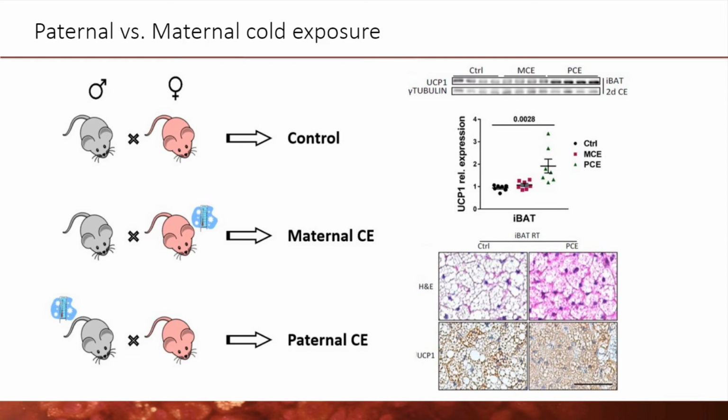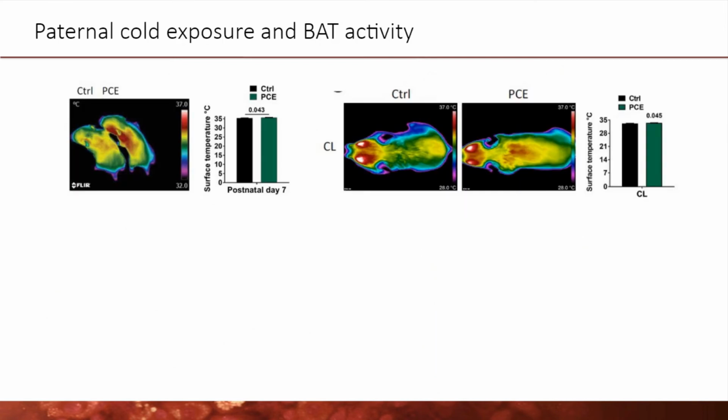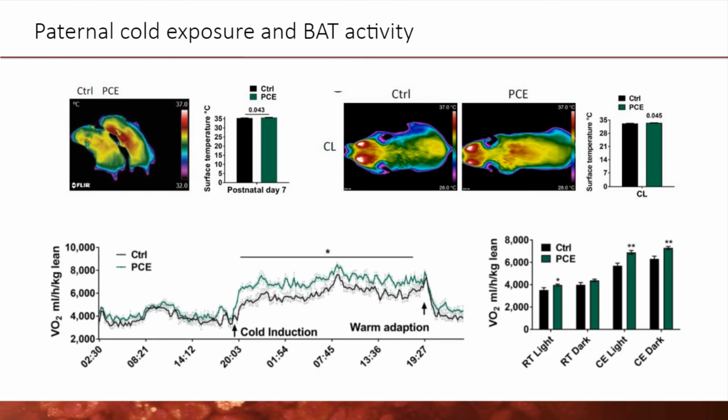So since we obviously want to talk about metabolism here, we were interested, does this actually really translate also into altered whole body functionality? And you can see here, yes, it does. You can even with a heat camera see that PCE offspring are a bit warmer in the area of brown fat. But what is even more striking, you can measure oxygen consumption of these mice. So on the bottom left is an oxygen consumption graph in which you measure how much oxygen a mouse consumes. And you can keep them at room temperature and then induce cold and then adapt them back to warm.